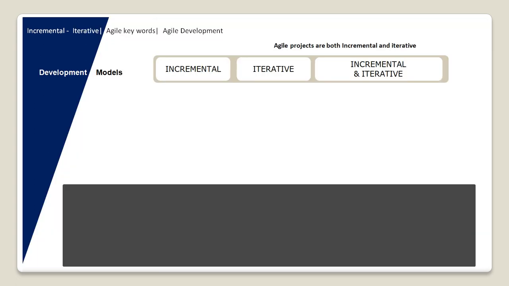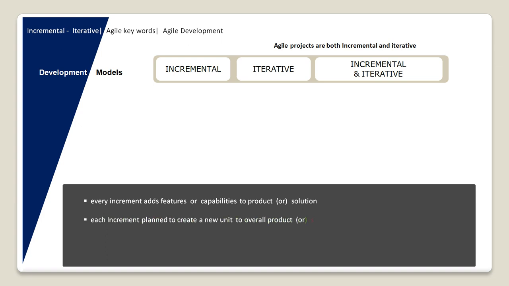Incremental, as the name indicates, delivers the solution in increments, building blocks or pieces. Every increment adds features, components, capabilities or qualities to the solution, or improves those already existing. The main objective is to create a new unit which adds value to the overall solution. In one word, it is adding on top of it.